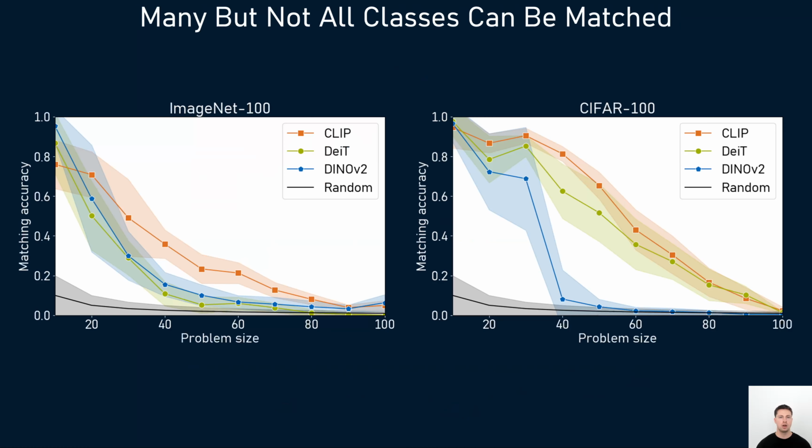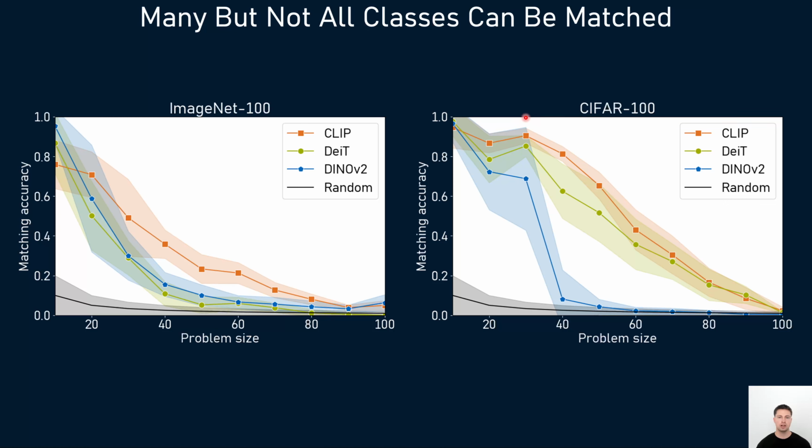For this, we take ImageNet-100 and CIFAR-100. On the right-hand side of both plots, we can see that for the whole dataset, the matching accuracy is only marginally better than random. However, this is only one part of the story. When we iteratively leave out classes that are not well aligned, we observe that many classes, like up to 20 to 40 classes depending on the dataset and the model, can be matched with high accuracy.